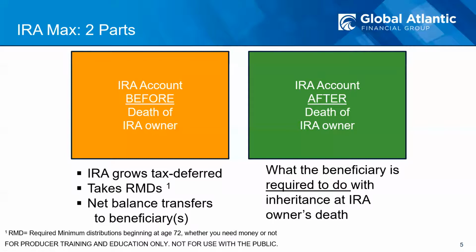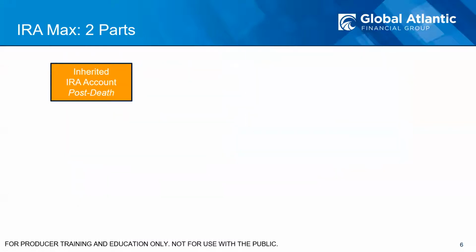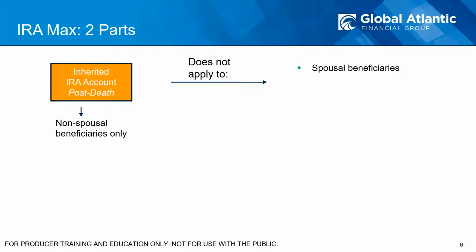So what does the beneficiary, what are they required to do? Post-2020, post-Secure Act, they have to take that distribution over 10 years. Now, we're speaking of just non-spousal beneficiaries here. So it does not apply to spousal beneficiaries, beneficiaries that are disabled, minor children, as well as beneficiaries with less than a 10-year age difference from that IRA owner.